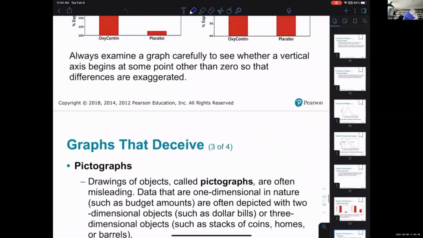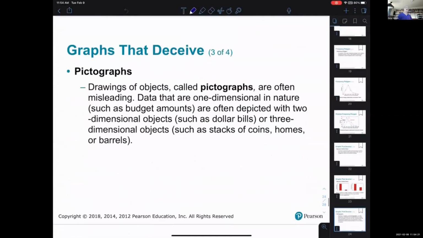All right, let's move on. Pictographs is their second example. And let's try to finish this one up, and then we can take a quick peek at the homework in the time that's left. So pictographs is a kind of graph they haven't introduced to us yet. Its drawings of objects called pictographs are often misleading. Data that are one-dimensional in nature, such as budget amounts, are often depicted with two-dimensional objects, such as dollar bills, and so on.